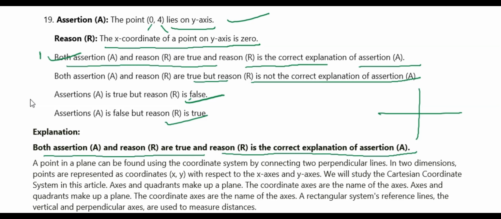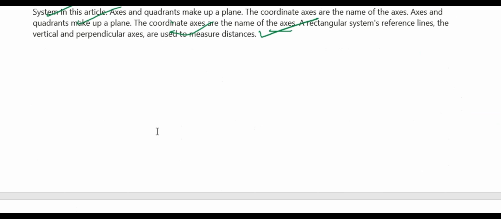We will study the Cartesian coordinate system in this article. Axes and quadrants make up a plane. The coordinate axes are the names of the axes. In a rectangular system, the reference lines, the vertical and perpendicular axes, are used to measure the distance. This is a very important concept. You should learn it, right?